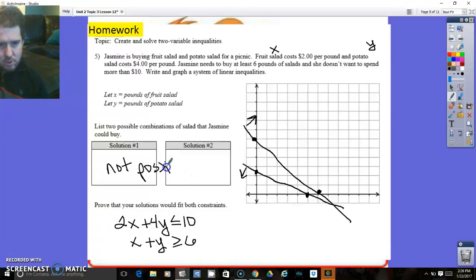I'm not sure what happened here. I think I might have to change this question in the future, but she's trying to buy way too many pounds of salad for $10. Maybe if she had $20, she could have some options, but for $10, there's no way she can do it. 6 pounds of the cheaper would already be more than $10, so that's not possible. All right, so it looks like I'm just going to have to leave it at that.